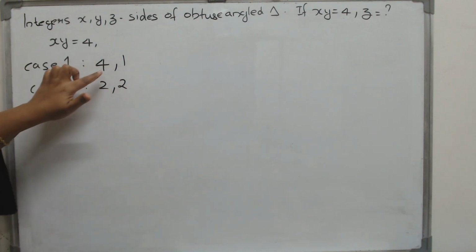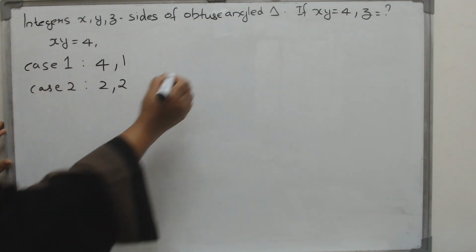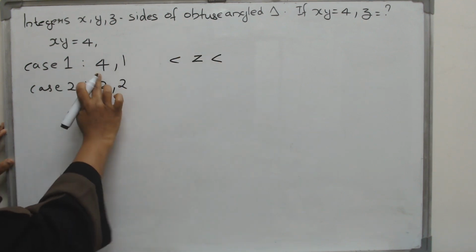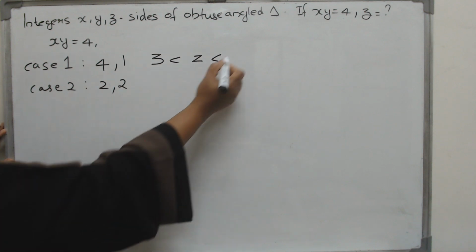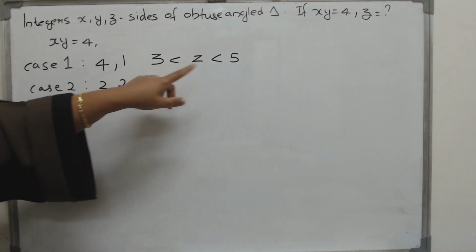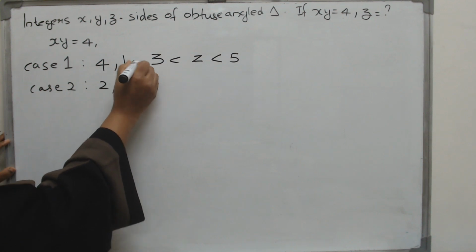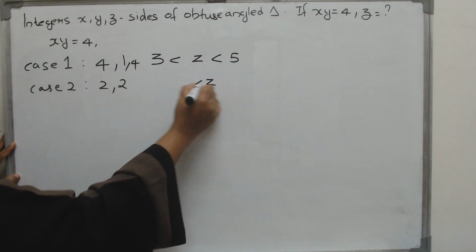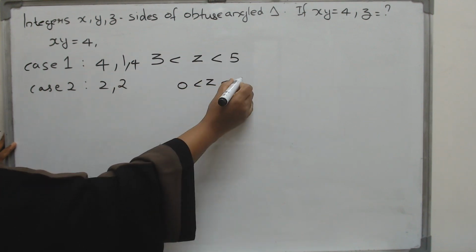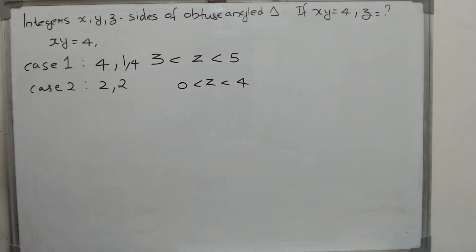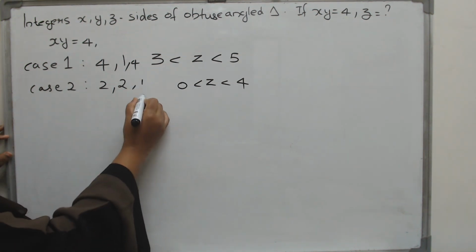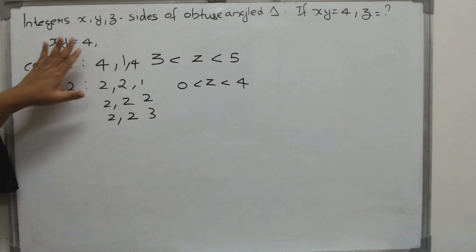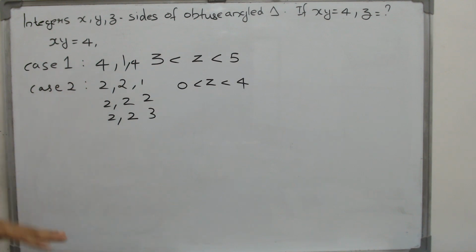Now, when two sides of a triangle are given, what do we know about the third side? The third side should lie between their difference and their sum. So what is the only integer lying between 3 and 5? It is just 4. So there is only one case possible here. What about this? The third side should lie between the difference, which is 0, and the sum, which is 4. What cases are possible? You can have 1, 2 and 3. So you have 3 possibilities. These are the 4 possibilities for any triangle.